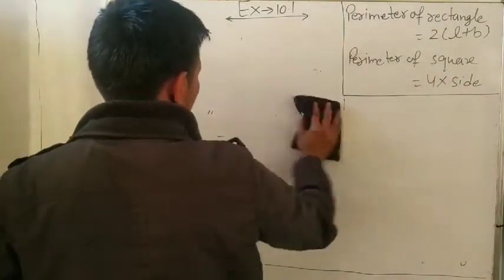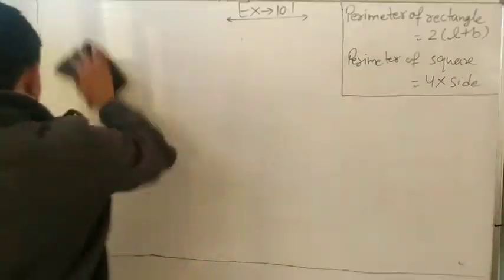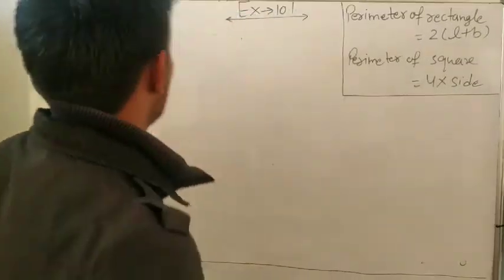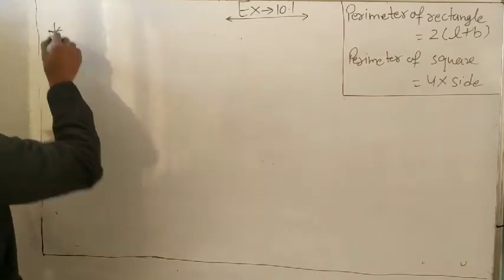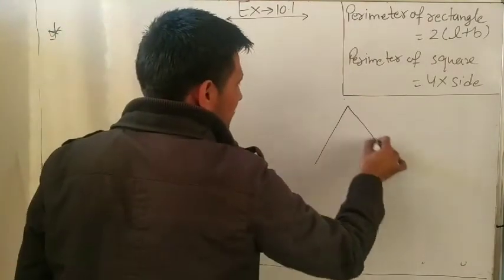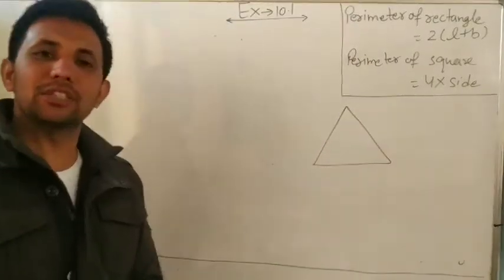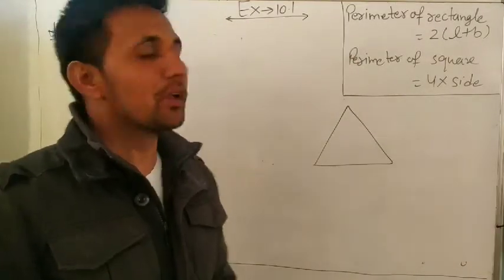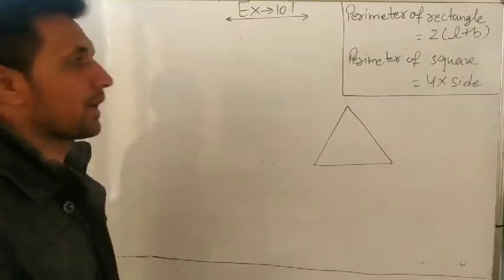Now note down some more. Everyone knows what a triangle is. A triangle is a closed figure which has 3 sides. Understand or not? So there are 3 types of triangle.